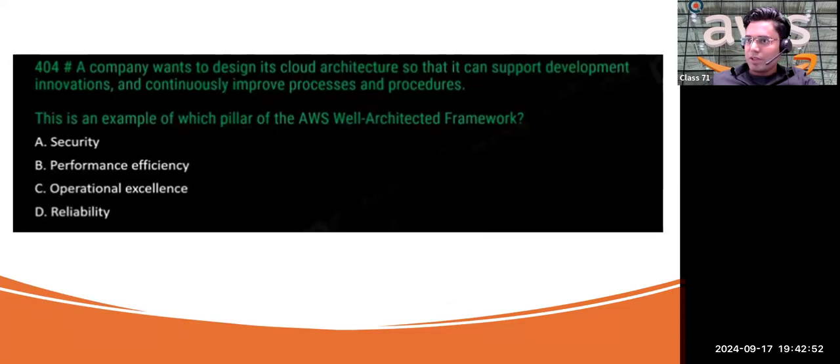Now the question says a company wants to design this cloud architecture and support development and innovation. And one thing I explained in yesterday's class: if you don't know the answer, just say operational excellence. I see in the exam a lot of questions come related to operational excellence. That's the reason. I'm not saying always, but if you are not sure about anything, then you can choose it.